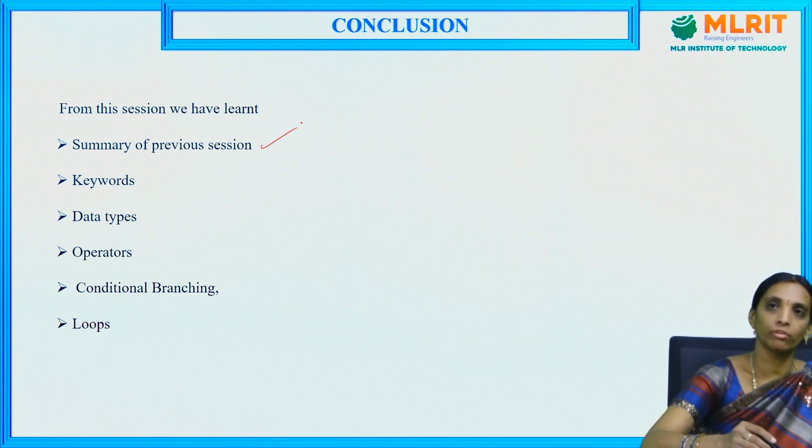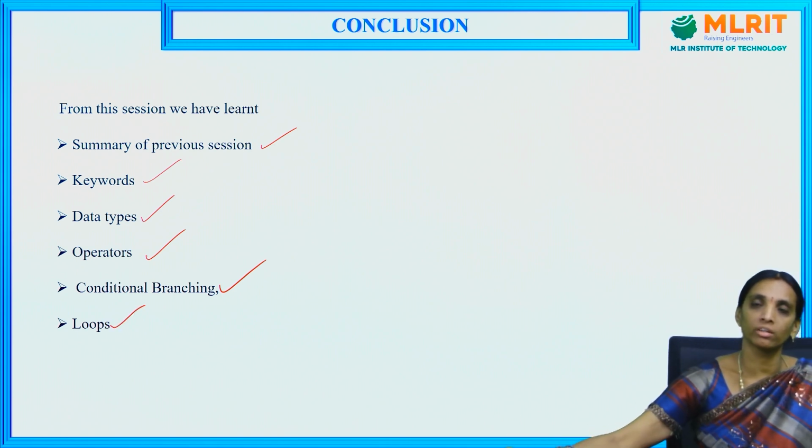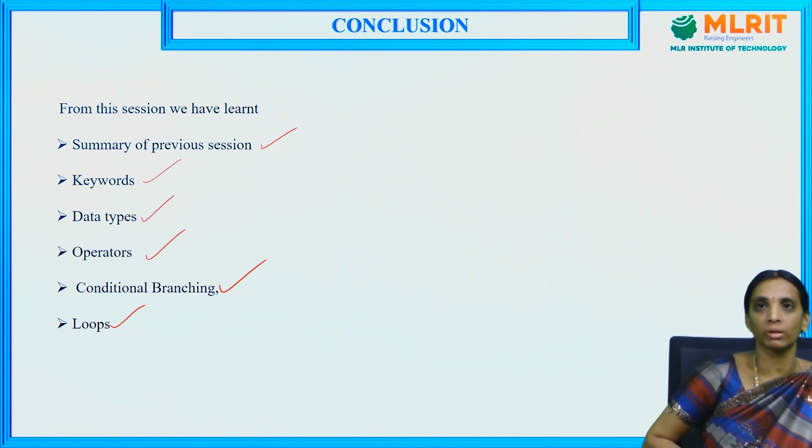The summary of the previous session: what are the keywords for embedded C language? What are the data types to be used for embedded C language? The operators to be used in embedded C language. The conditional branching: what are the different types of conditional branching cases? And what are the different types of loops used in embedded C language? So these are the topics which are discussed in the present video session.